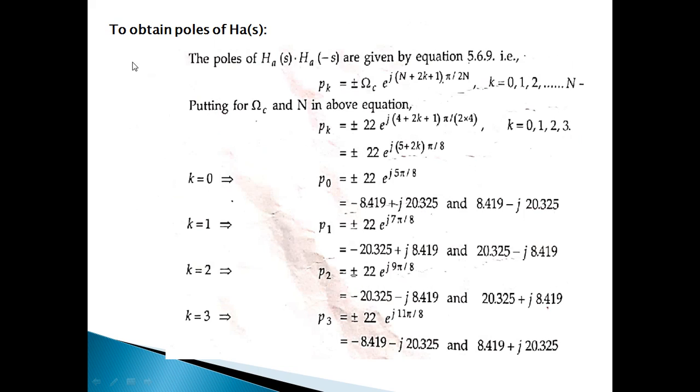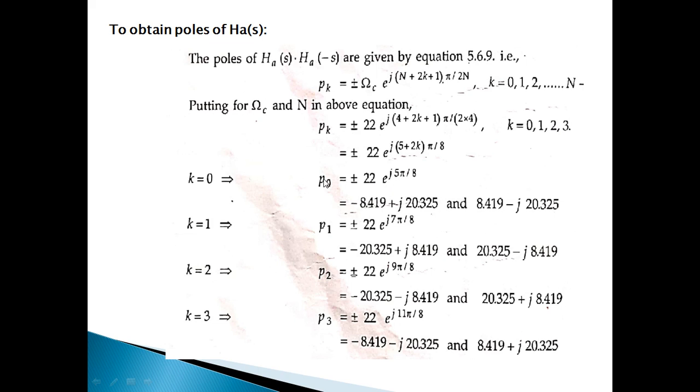Next, after finding omega c and N, the next step is to find the poles. In order to find p_k or s_k, you can choose any variable you are comfortable with to represent the poles here. That is plus or minus omega c e power j (N plus 2k plus 1) times pi divided by 2N. Substitute k values ranging from 0, 1, 2, 3 because the N value is 4 here. So p0 is plus or minus 22 e power j 5 pi by 8.